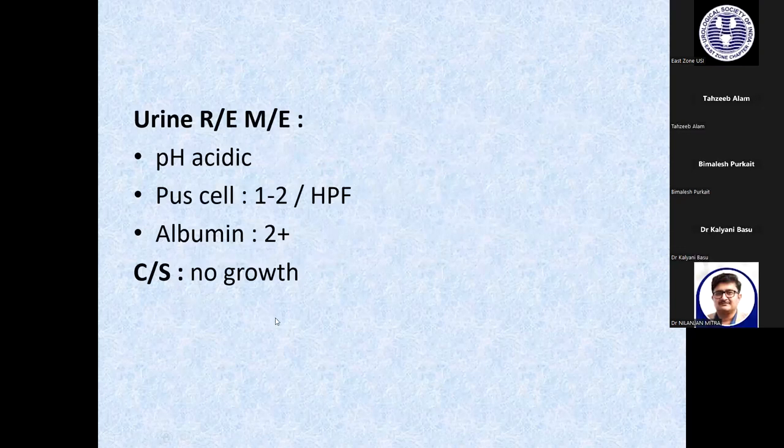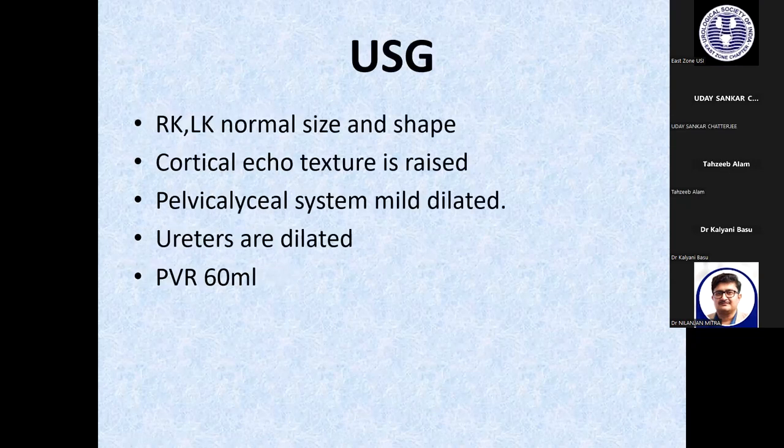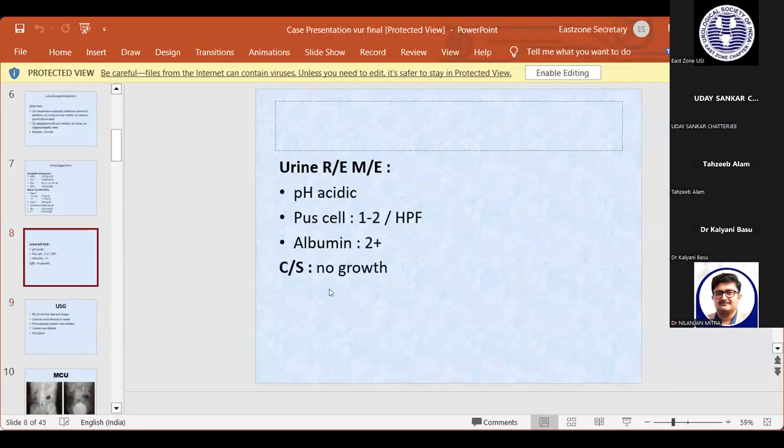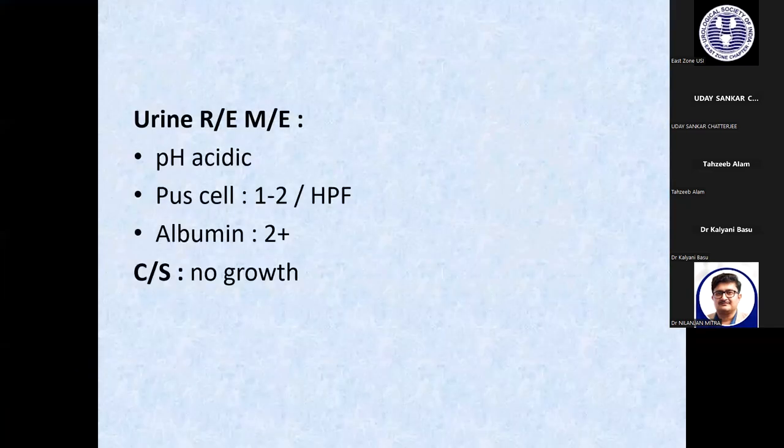Next slide. So these are the urine examinations. The examination on the previous slide was also normal. So next, what would you like to do? I'd like to see the urine culture report. Culture shows no growth. Yes. I'd like to do an ultrasound of kidney, ureter, bladder.